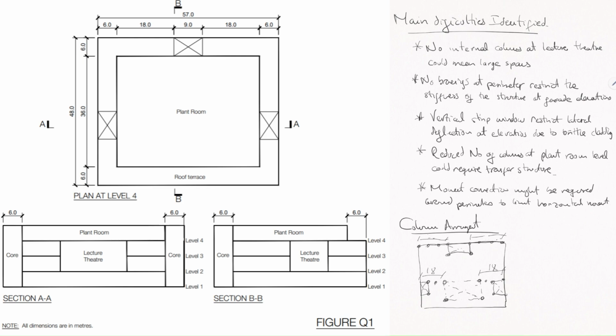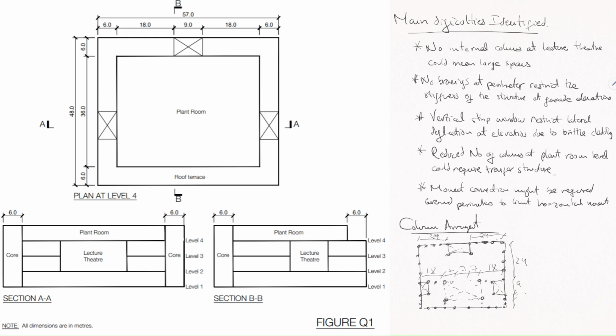There's no bracings at the perimeters, and I think this is an error that I corrected later. There can be bracings at the perimeter, but they have to be non-visible, so they have to be behind masonry, not in the glazed area. There's a reduced number of columns allowed for the plant room area, which means either you might require a transfer structure or, again, very long spans if you decide not to use transfer structures.